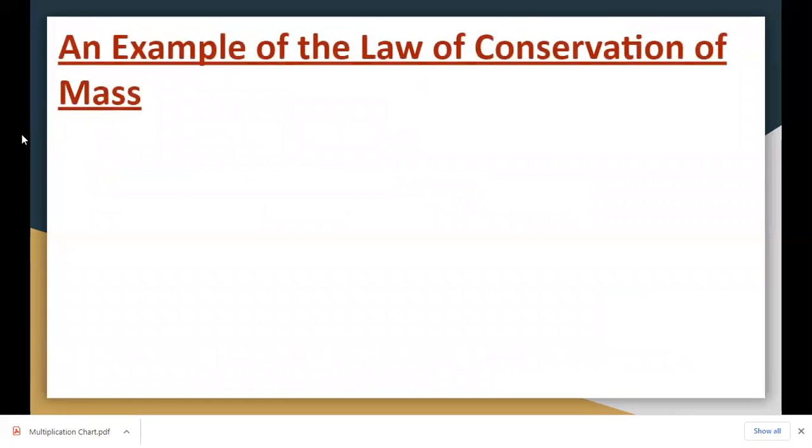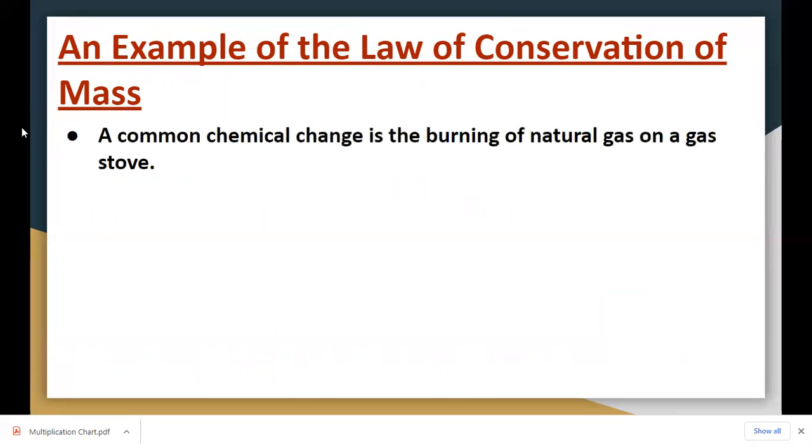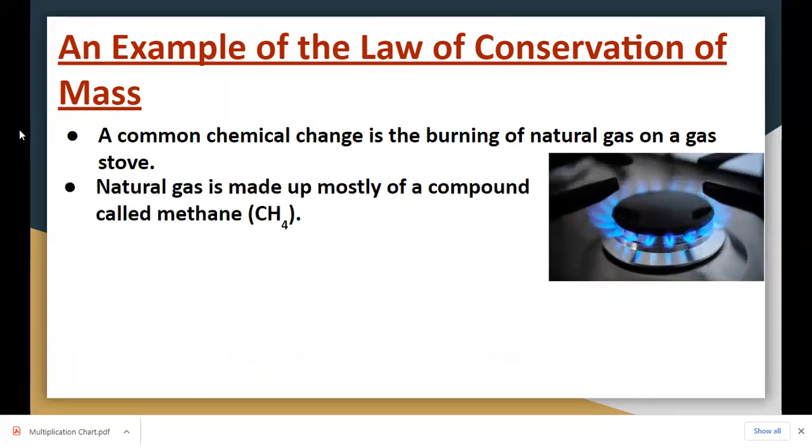An example of the law of conservation of mass. Well, a common chemical change is the burning of natural gas on a gas stove. So if you have a gas stove, you've probably seen this flame before. Natural gas is made up mostly of a compound called methane. The chemical formula for methane is 1 atom of carbon and 4 atoms of hydrogen bonded together.